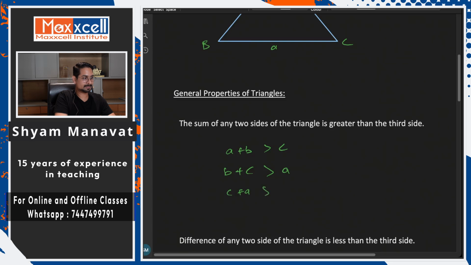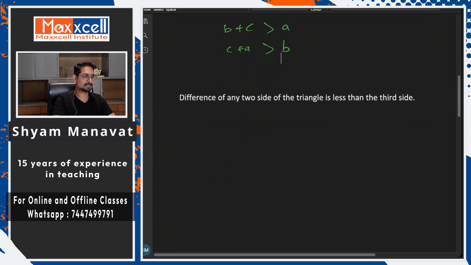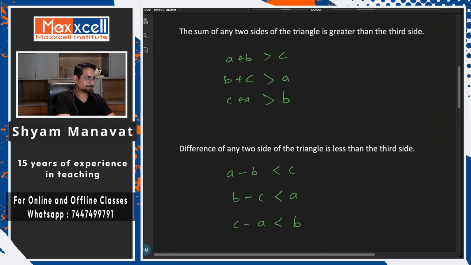a plus b is greater than c, and so on. Okay. Similarly, we also say that the difference of any two sides is less than the third side. That means a minus b is less than c, b minus c is less than a, and c minus a is less than b. It could be in any order, but you pick any two sides of the triangle, see the difference. That difference will always be less than the third side. Okay, these properties are very important.